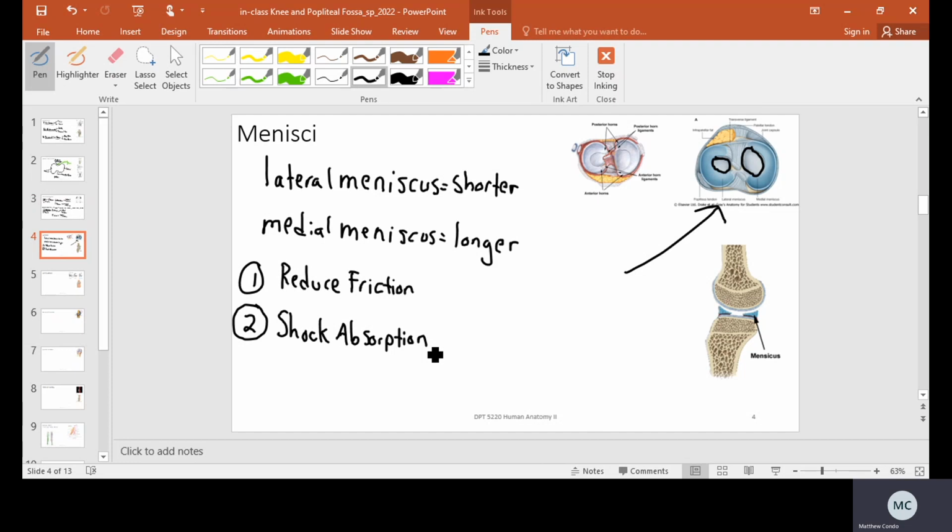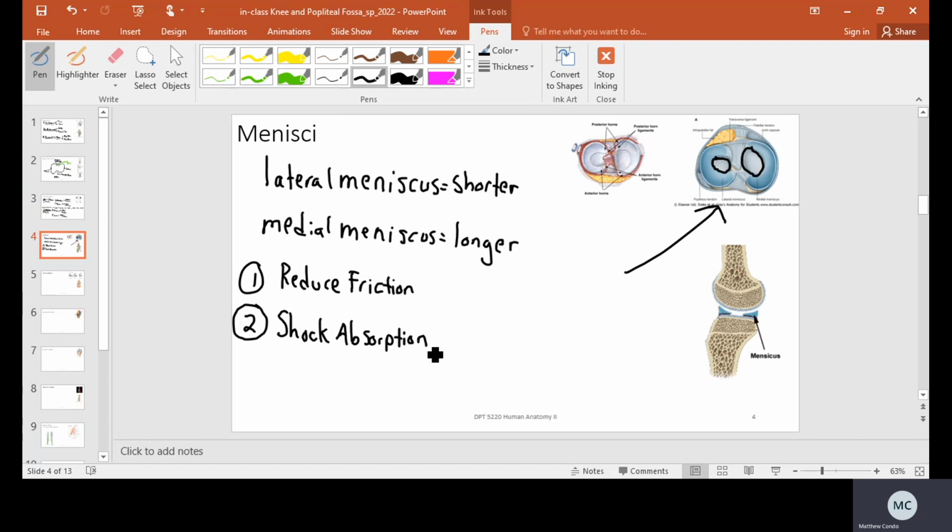What's the meniscus made out of? Cartilage, right? So when I bear weight, my femur compresses down onto my tibia. My meniscus takes that force and spreads it over a wider area, right? That's dispersion of force. So that's something else that my meniscus does.